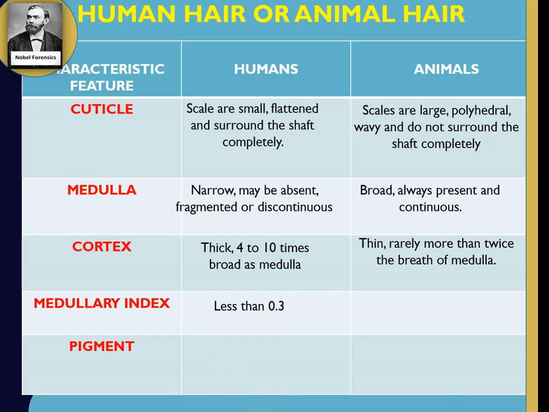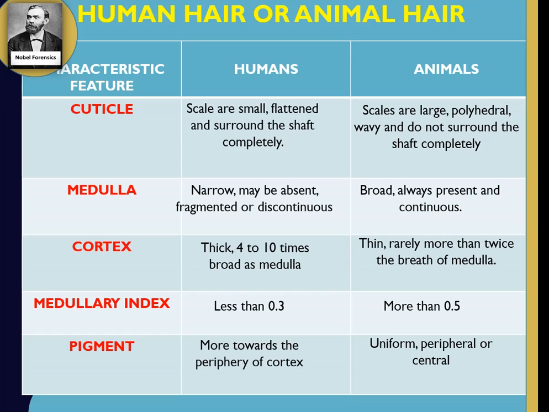Medullary index. What is medullary index? The diameter of the medulla divided by the diameter of the whole hair shaft is the medullary index. If it is less than 0.5, then it is human. In animals, it is more than 0.5. Pigment: in humans, pigment lies more towards the periphery of the cortex, but in animals, it is peripheral or central and it is uniform. These are the features of human hair and animal hair, the differences between them.